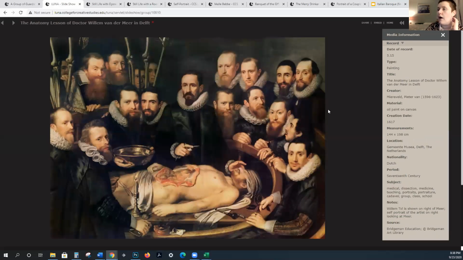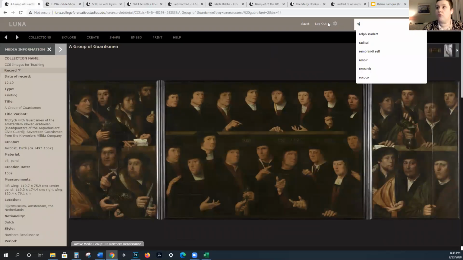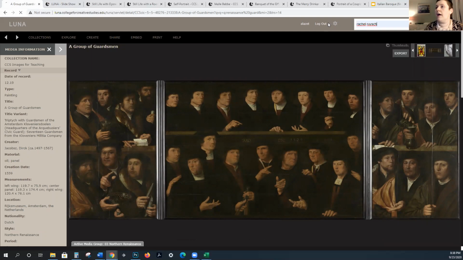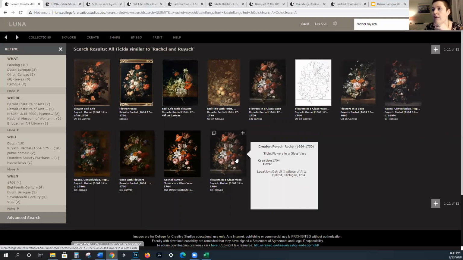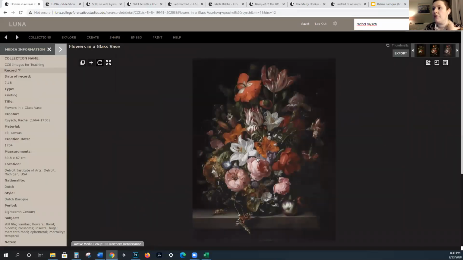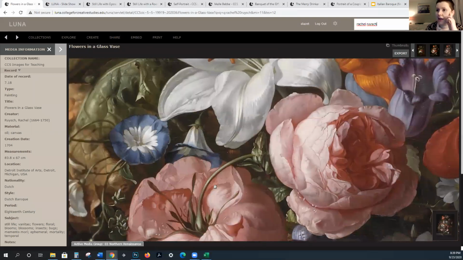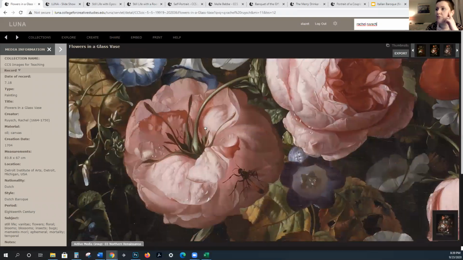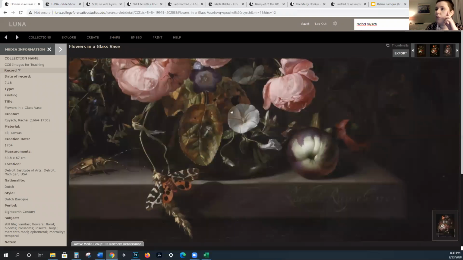Okay, so one thing that I do want to show you, and I'm not sure that it is included here, so let me just search for her work, is Rachel Ruysch. This is a female artist who is extremely talented, and this work is in the DIA. Hopefully you've seen it. It's on the third floor right outside the Dutch Baroque gallery. And you can see here that it has extremely naturalistic flowers with bugs. So this is a really gorgeous still life.